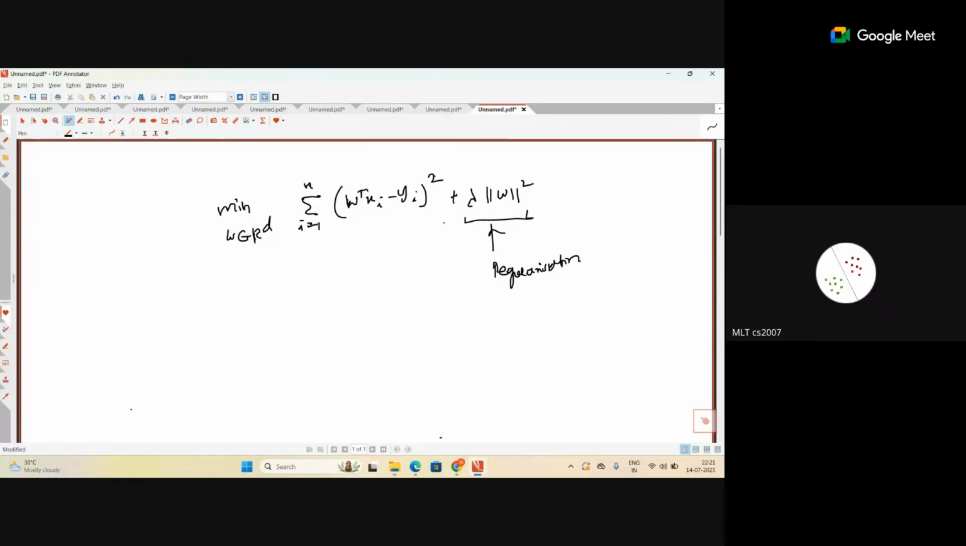It's a very important concept again. Regularization. Also, what is w here? The norm of w is summation of i equal to 1 to d. Is that okay?